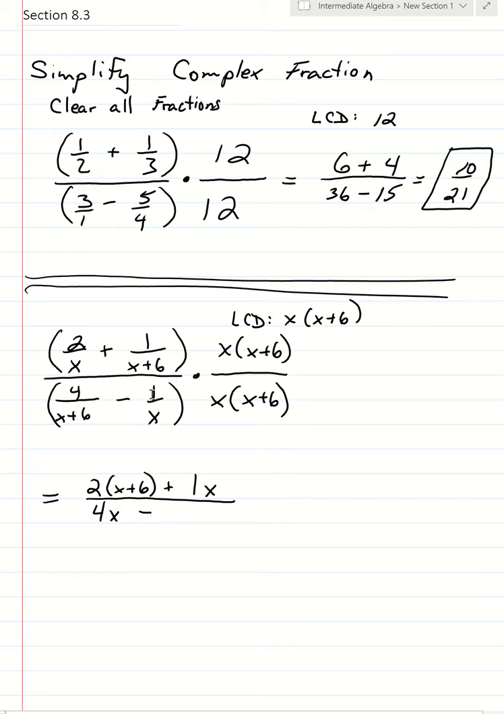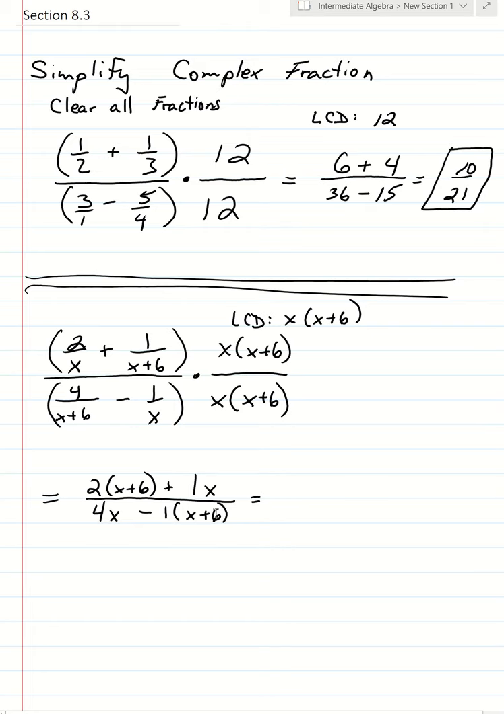Next, let's multiply the 1 over x times the lowest common denominator, and once again the x that's in the numerator will simplify with the x that's in the denominator, and when we simplify those terms, what remains is the 1 and the x plus 6. So now, once again, we cleared all the smaller fractions that were found in this problem. But now we want to simplify what we can.